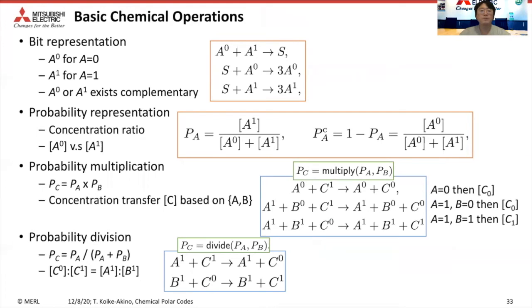The first one is bit representations. We use two molecules, A0 and A1, to represent A equals 0 or 1. In order to make A0 or A1 exist complementarily, we may use three reactions. The probability representation is just a ratio of the concentration of A0 versus A1. The multiplication over two probabilities, PA times PB, can be realized by three reactions. And the division of the probability can be established by two reactions.